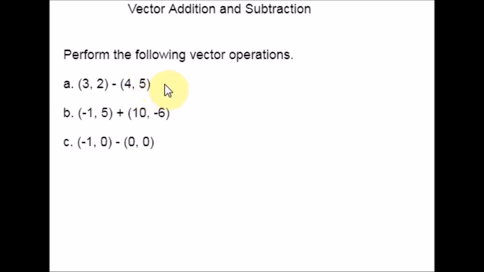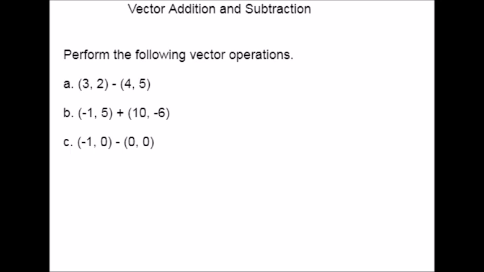Okay, for the second one, we are supposed to perform vector addition here. So just add these two numbers and we'll get 9. And adding the corresponding numbers, I'm getting negative 1. So 9 comma negative 1 for part B. And for part C, negative 1 minus 0, which is negative 1. And 0 minus 0 is obviously 0. So the answer for part C is negative 1 comma 0. Because subtraction of a vector is the same as the addition of a vector with the opposite direction. The graphical method of subtracting vectors works the same as for addition.